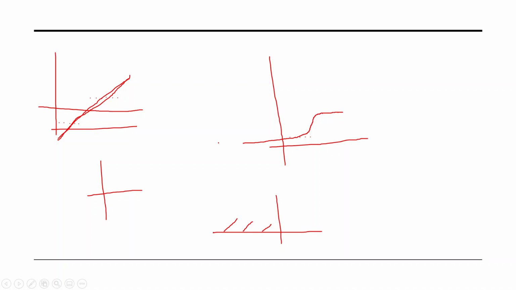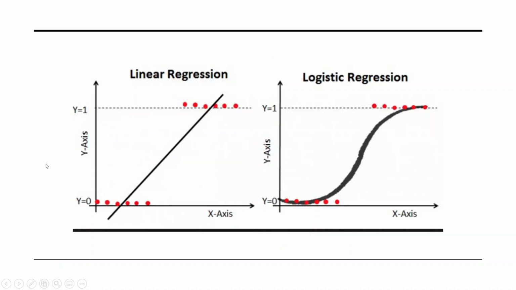So linear regression will do something like this to your data, and logistic regression would transform this line basically using the sigmoid function. I'll explain that in a while, and it'll give you this line. Now you guys will agree that this is a much better representation, right? It's going to fit the data much better. So let's see what that is.